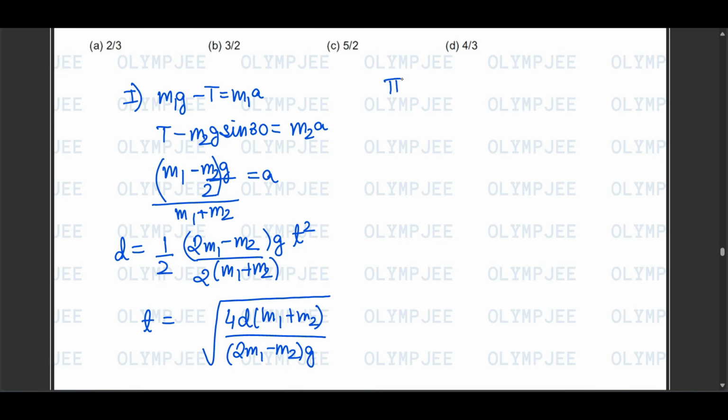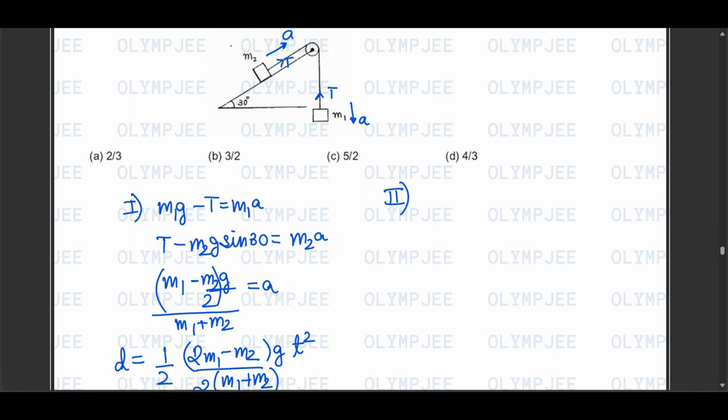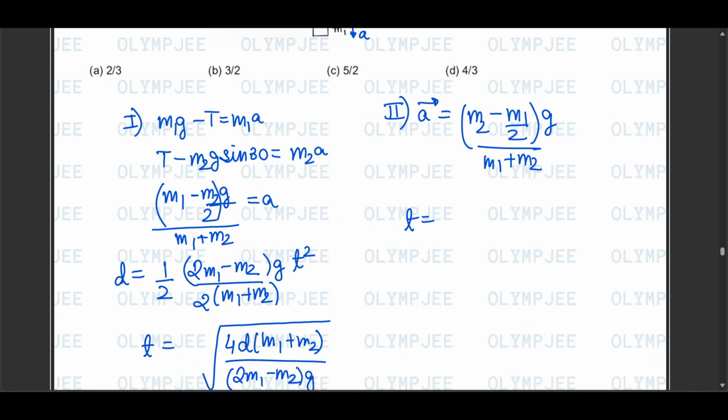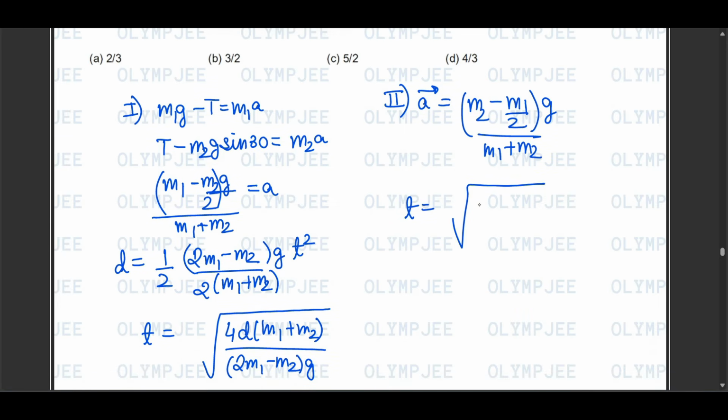And in the second case, if we interchange the masses, then simply in this acceleration the masses will get interchanged. So we will get the acceleration as 2m2 minus m1 by 2g divided by m1 plus m2. So the time will be, simply interchange the two masses, so we will get 4d m1 plus m2 divided by 2m2 minus m1 g.